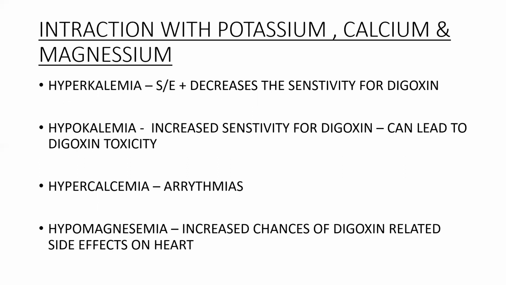This is the go-to slide. If you understood nothing from the lecture, this slide you should remember. First is the mechanism of action you should remember, and the second slide is this, should be on your tips. So hyperkalemia, it's a side effect, but I shouldn't say hyperkalemia, I should say normokalemia should decrease the sensitivity for digoxin and prevent the cardiac side effects of digoxin. Hypokalemia increases the sensitivity for digoxin and can lead to digoxin toxicity. Hyperkalemia also leads to arrhythmias, and hypomagnesemia increases chances of digoxin related side effects to the heart.